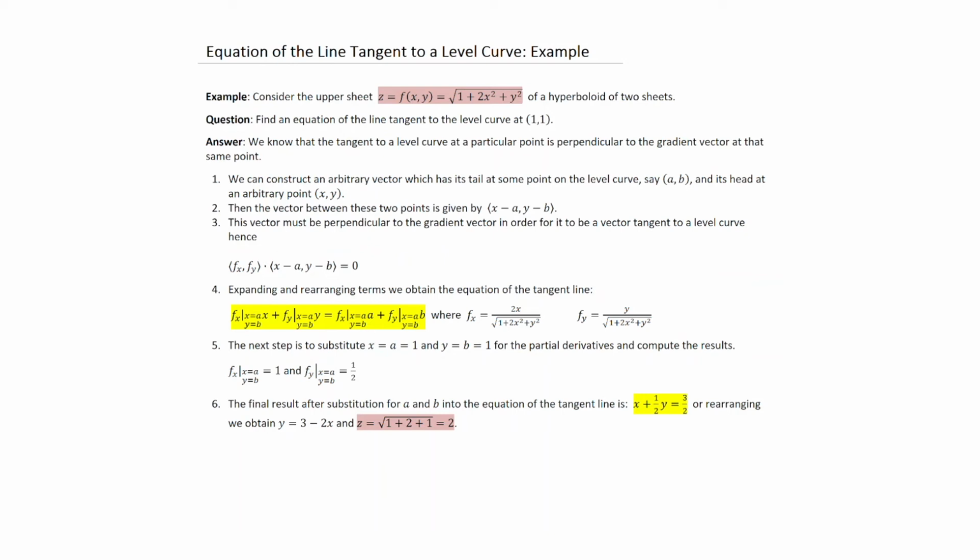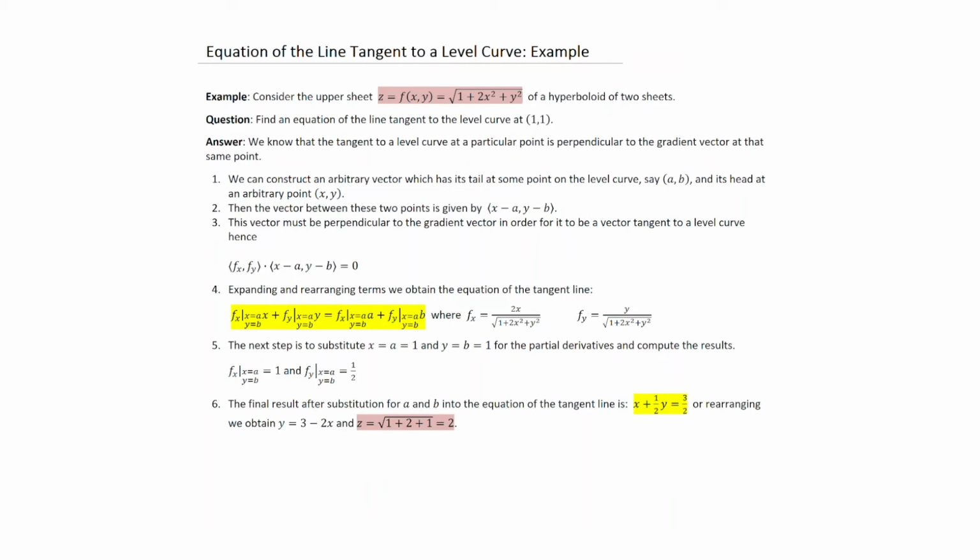All right, so let's do some examples. This is the equation of the line tangent to a level curve. So we're going to consider the upper sheet of a hyperboloid of two sheets. In this case, the upper half would be the positive square root. So z is the square root of 1 plus 2x squared plus y squared. And the question is to find an equation of the line tangent to the level curve at (1, 1). So that's on the xy plane. All right, we know that the tangent to a level curve at a particular point is perpendicular to the gradient vector at that same point, according to the previous theorem.